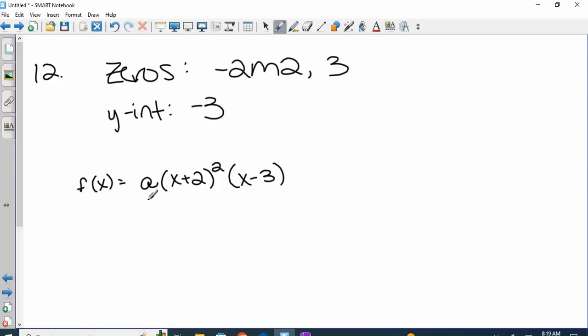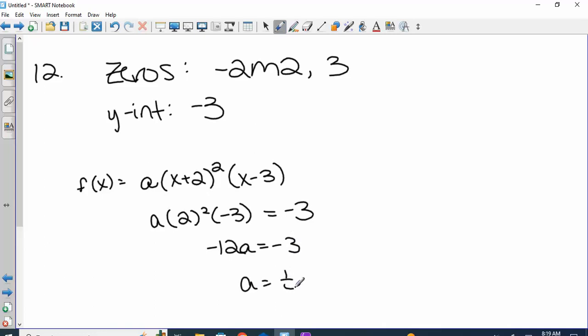We can have a number out in front. And so we know a y-intercept is when x equals 0. So if you put in a 0 for all of your x's, this thing has to equal -3. So we get -12a equals -3. So a is -3 over -12, which is 1/4. So my polynomial is 1/4 (x plus 2) squared (x minus 3). So you can expect to have one of those on your test, where I give you a graph and you have to write the polynomial. Make sure you are looking at your y-intercept when you do that.